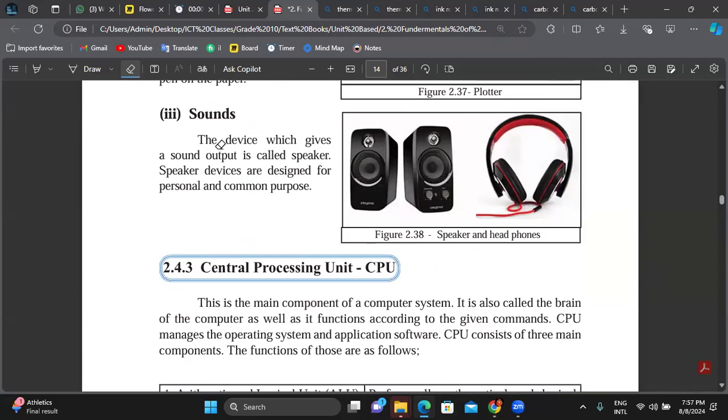Sounds, you know, right? The devices which give sound output are called speakers. Speaker devices are designed for personal and common purposes. Here I have a speaker and a microphone as well.